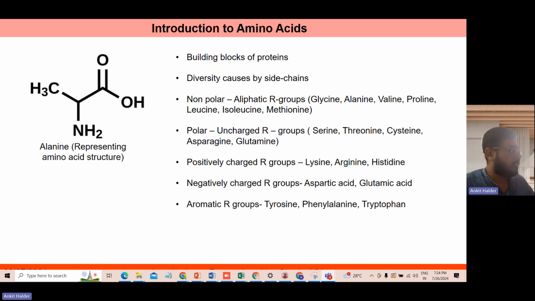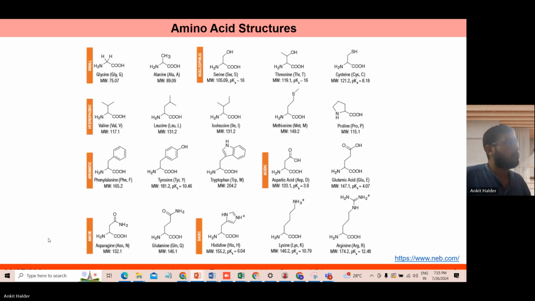So now if we move ahead, these are basically the amino acid structures. Different structures. Here we can say that glycine is very small and has only H. The simplest form of amino acid is glycine.